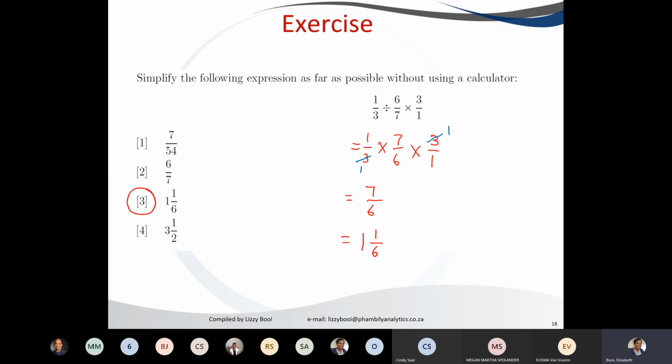Okay, any question? Anyone with a question? Who is still lost? Are we all on the same page? Do we know how to add, subtract, multiply and divide fractions? Anyone who wants us to repeat? If there is none, then let's do the exercises.